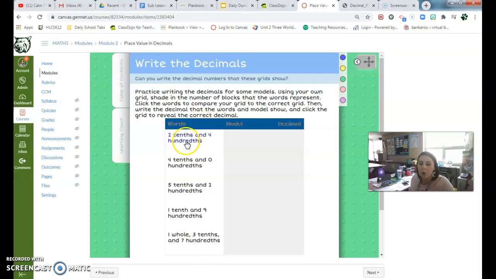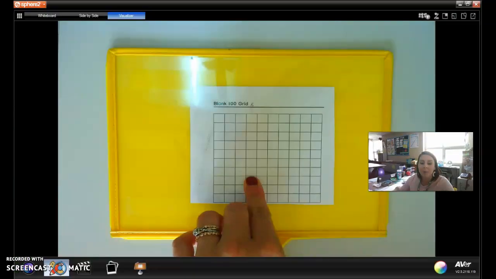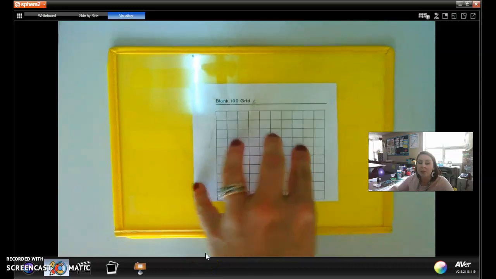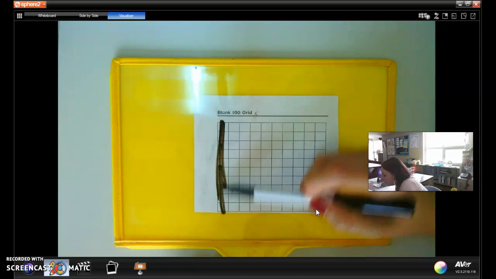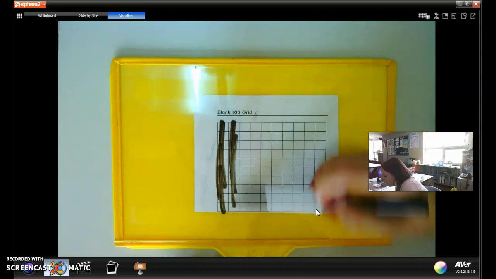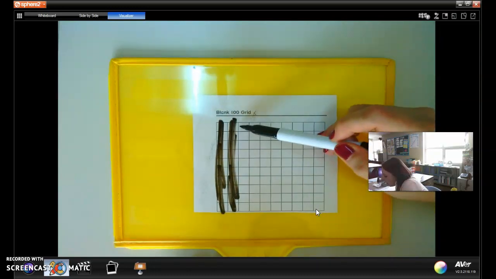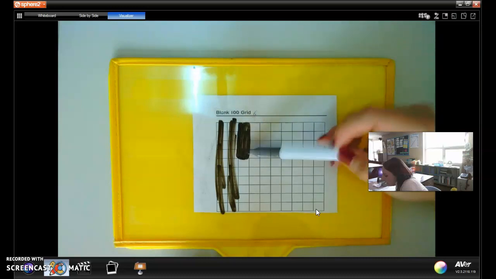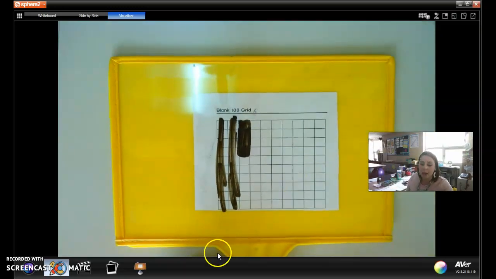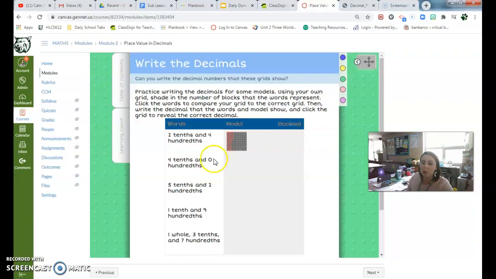And, you're going to say, okay, 2/10 and 4/100ths. You're going to click that, or you're going to try to draw what 2/10 and 4/100ths is on here. Okay, well, here's 1/10, 2/10, and now I need 4/100ths. Fill those in, okay?